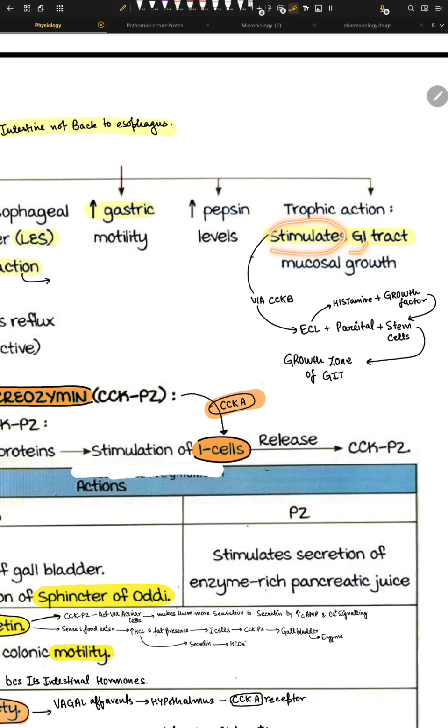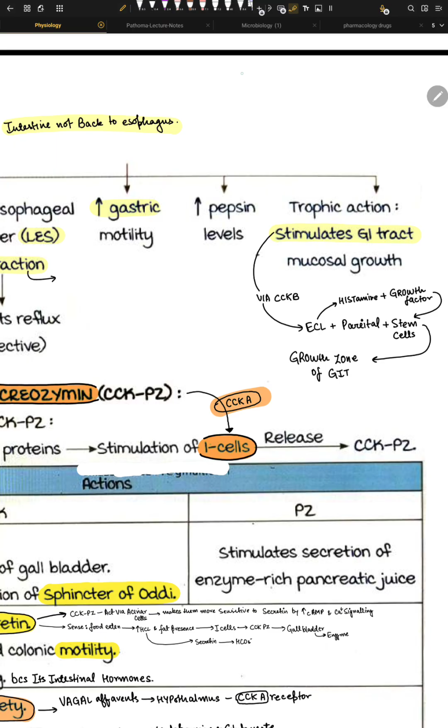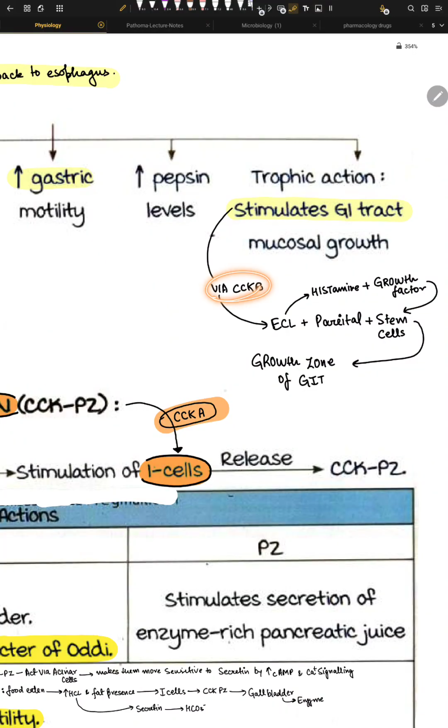It stimulates GI tract mucosal growth. It is a protective factor against the acid. It protects your mucosa from the acid. How? Gastrin works mainly via CCKB, and when it works via CCKB, it makes sure that ECL cells are producing histamine plus some growth factors.